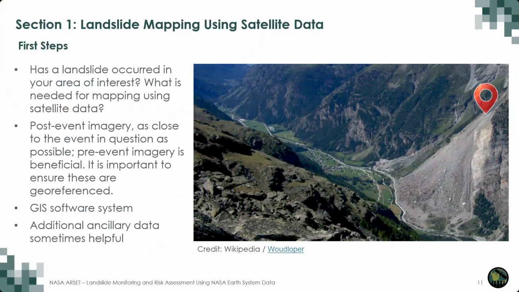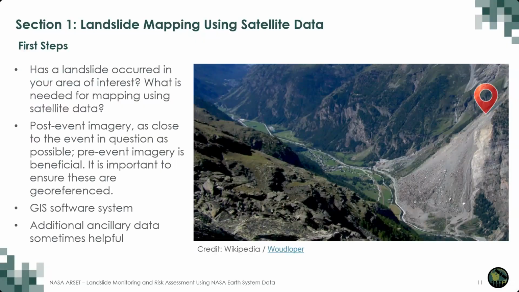So let's start with first steps. You'll remember from the first part of this training the types of landslides that we can think about with satellite data, and the broad types of data involved. But let's say you have a landslide that has occurred in an area you're really interested in, and you want to determine details about that specific landslide, maybe whether there are other landslides in the vicinity. So let's think about what might be necessary for mapping those landslides using satellite data.